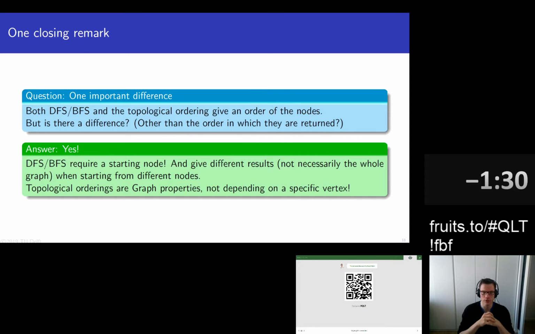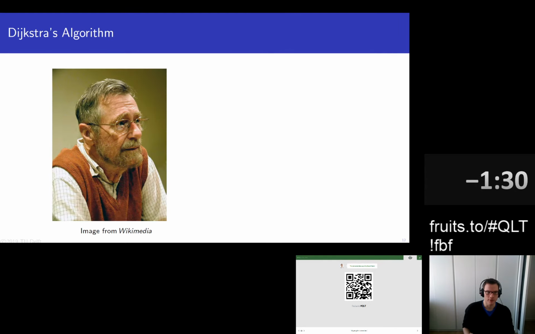Right, so these are important differences to recognize. BFS, DFS require a starting vertex, and their ordering depends on which vertex you choose. Topological ordering is a graph property that does not depend on a specific vertex. Okay. That was all related to topological orderings. Now let's get to this second question of DNS that we will be solving today.